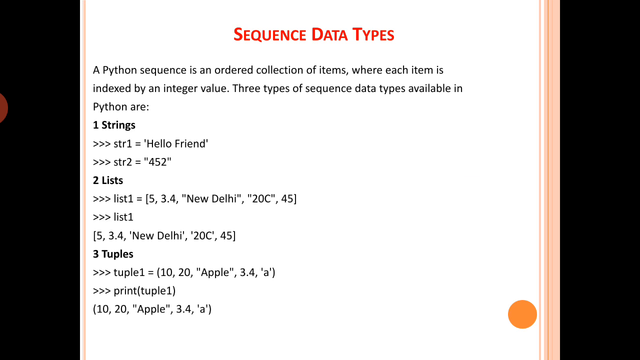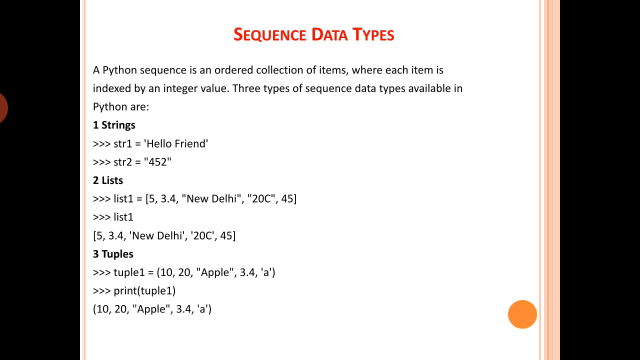For example, str1 is equal to "hello friend". So str1 is the string variable in which the string value hello friend is stored. str2 is equal to "452". Again, str2 is a string variable in which the string value 452 is stored. Why is this 452 a string value? Because we have kept it in double quotation marks. We cannot perform numeric operations on strings even when the string contains a numeric value. For example, str2 is a numeric string.